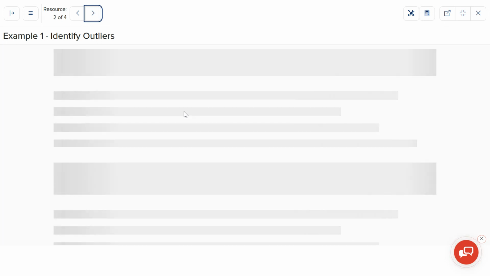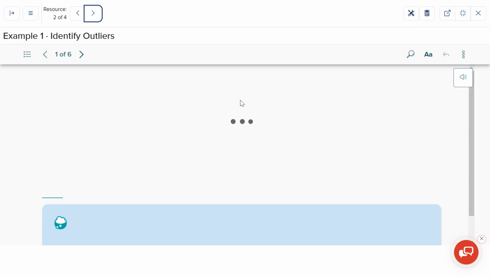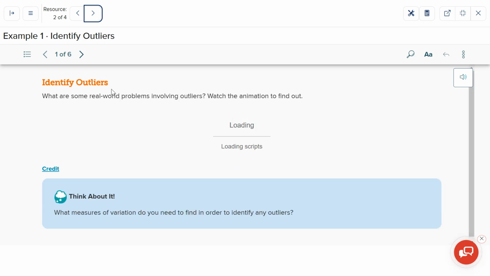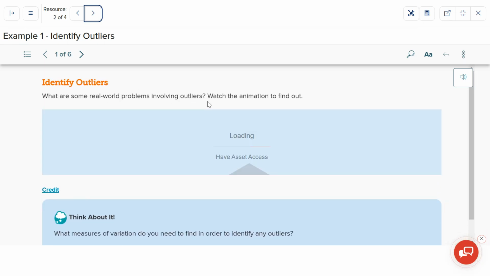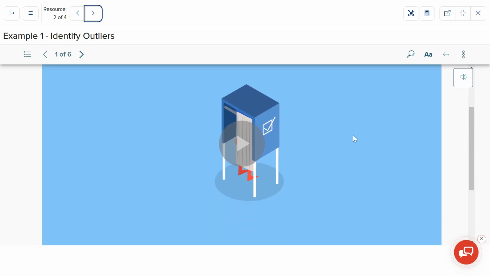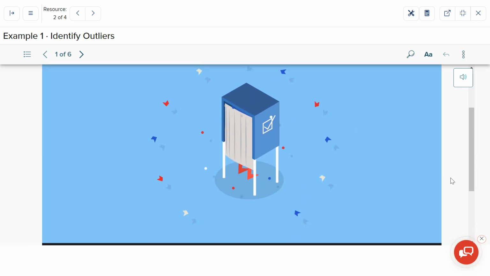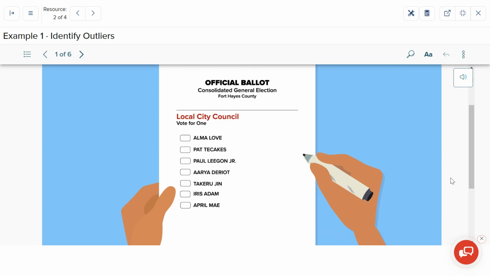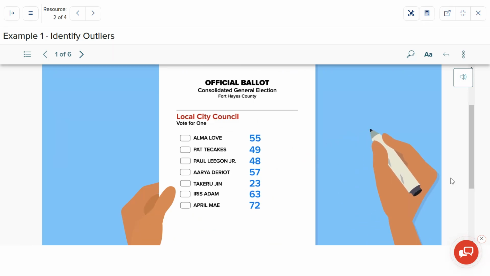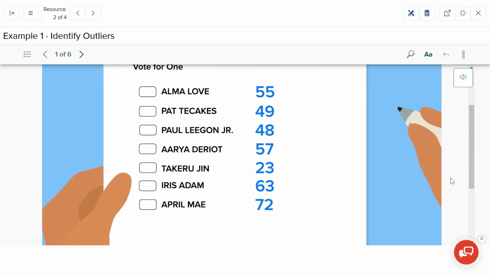Example 1, identify outliers. So let's do that again and just make sure we've got that in our brains. What are some real-world problems involving outliers? Watch the animation to find out. Let's start there, actually. In an upcoming election, there are 7 candidates running for an open seat in the local city council. The candidates' ages vary from 23 to 72 years of age. Are any of these values outliers to the data set?